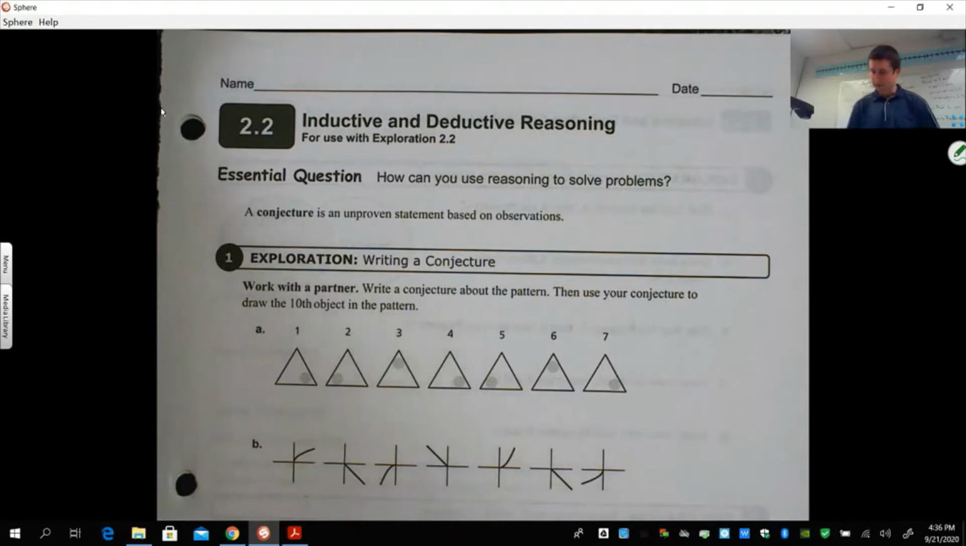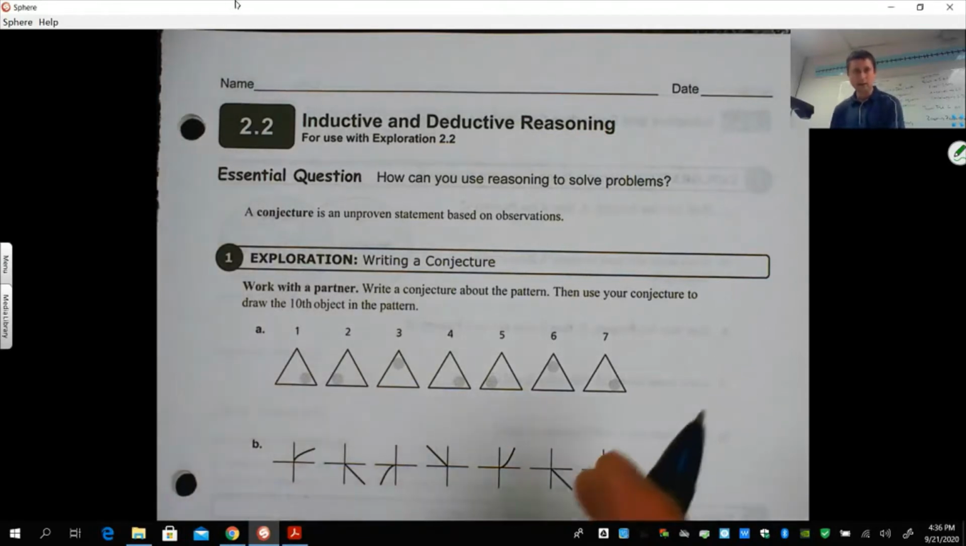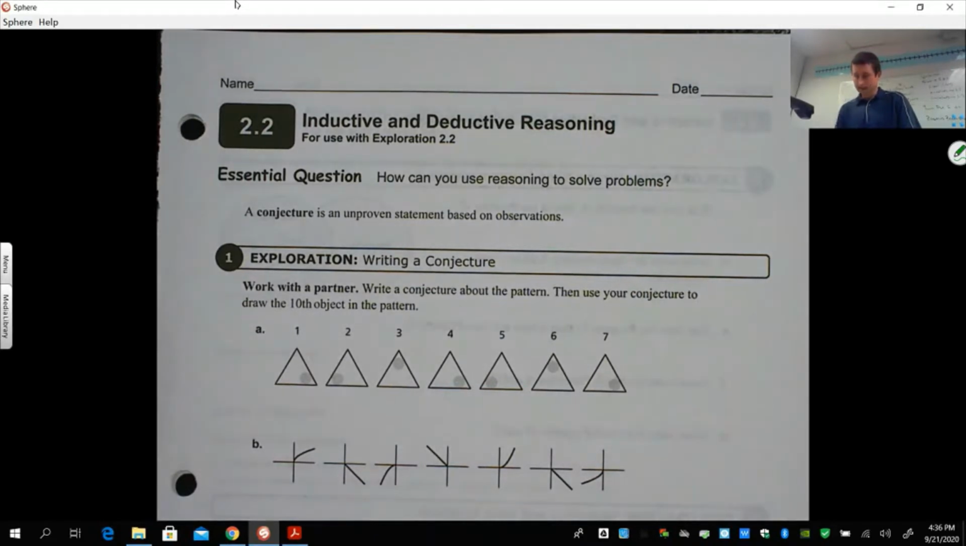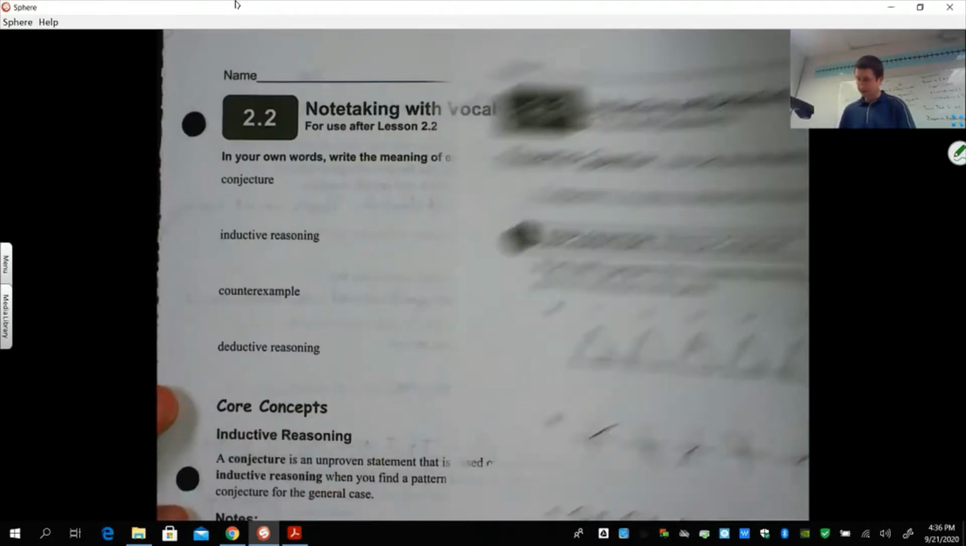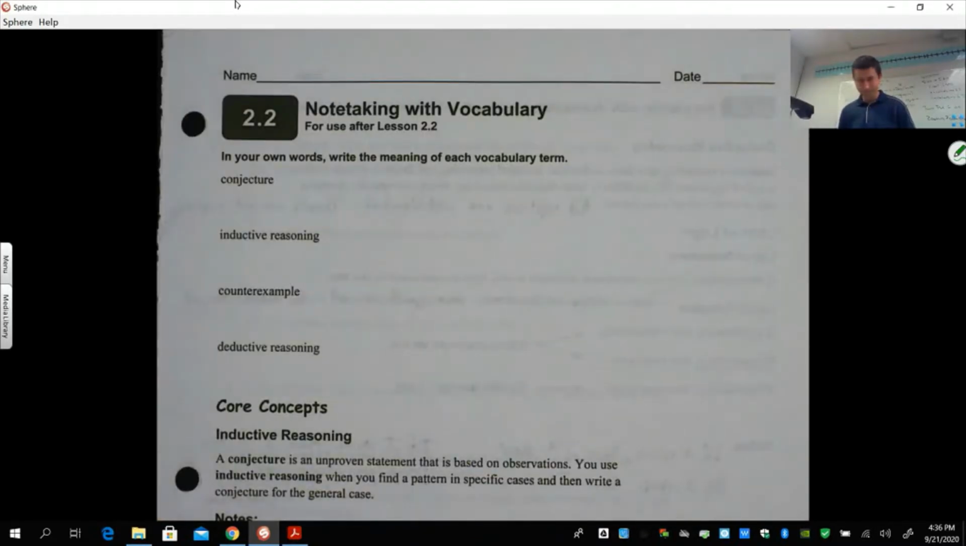Hello, Geometry. This is Lesson 2 of Chapter 2. We're doing inductive and deductive reasoning. Exciting stuff. And the essential question here is how can you use reasoning to solve problems? The two types of reasoning we're doing are inductive and deductive, and we're looking at how that plays into geometry and as we're doing our proofs.